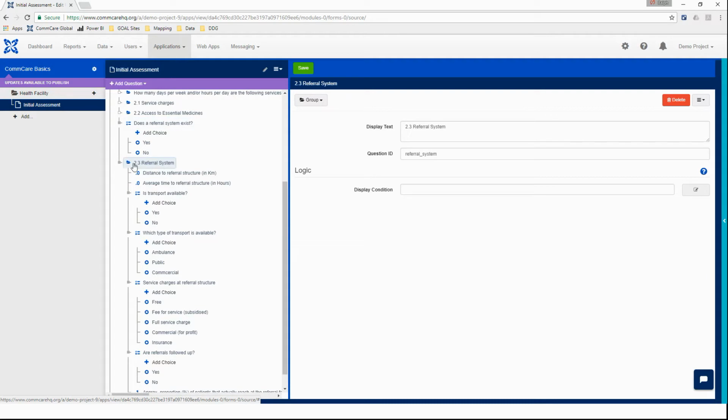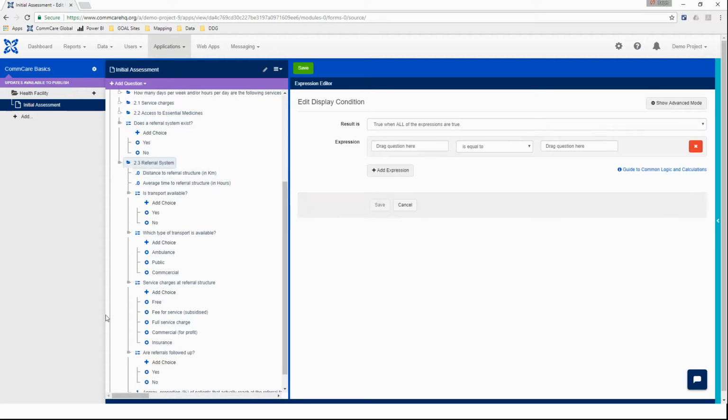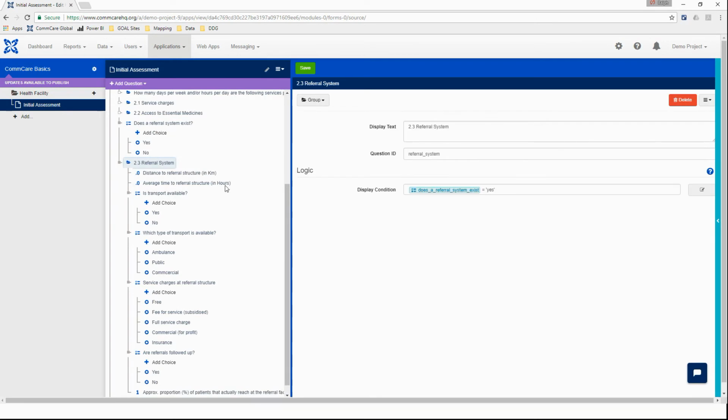And then in the referral system question group, we can adjust the display condition to affect the entire group. So having opened up the editor, I'm just going to drag in does a referral system exist is equal to yes. So if a referral system exists, then this entire group, 2.3 referral system, will show up.